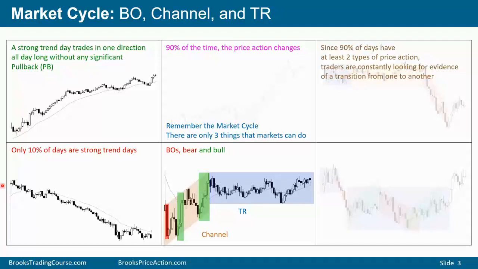90% of the days do not trend relentlessly one way or the other. That means 90% of the days have at least 2 types of price action, either a breakout, a channel, or a trading range. Traders are constantly looking for a transition from one type to the other. When the market changes from a breakout to a channel, or from a channel to a trading range, or from a trading range to a breakout, traders have to change how they're trading, because that's how they maximize their profit potential. They have to trade what the market is currently doing, not what it was doing a few bars ago.